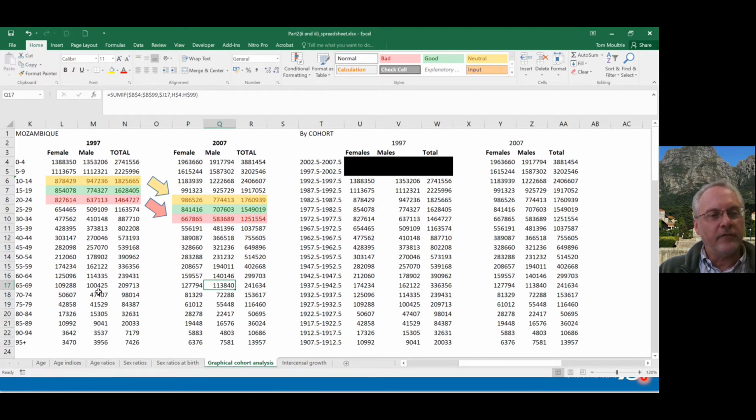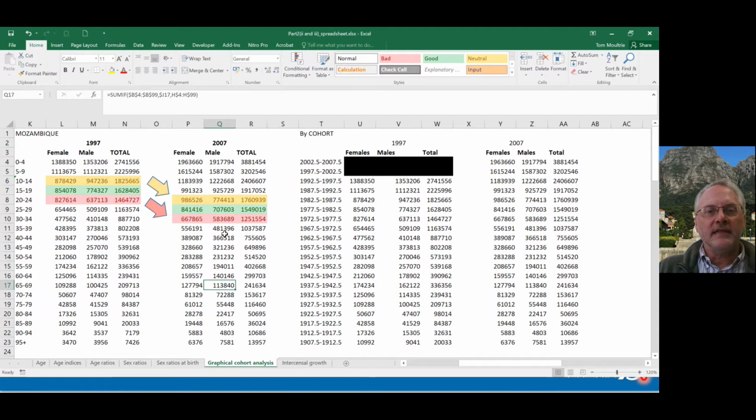Again, these data come from the UN Statistical Division tabulations. The hidden cells off to the left here are the data by single years of age. And as I showed in the previous section of this part of the training workshop, I showed how you could derive data by 5-year age groups from single year data. And that is what these panels do.